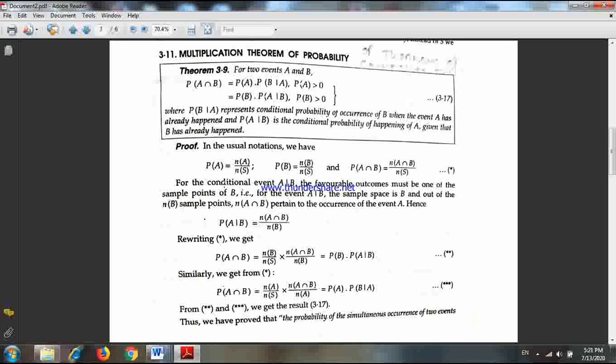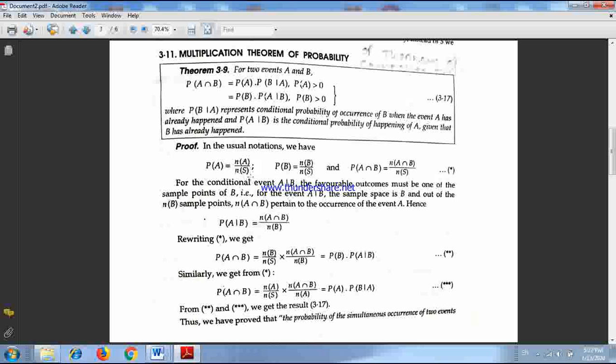We just apply the set theoretic definition. Probability of A equals number of elements in the event A divided by number of elements in the sample space S. Similarly, P(B) equals n(B) upon n(S), and P(A intersection B) equals n(A intersection B) divided by n(S).